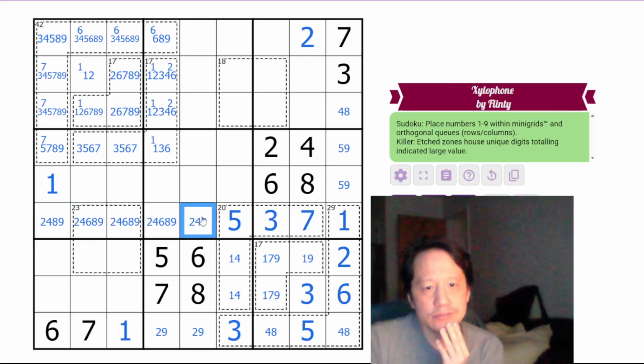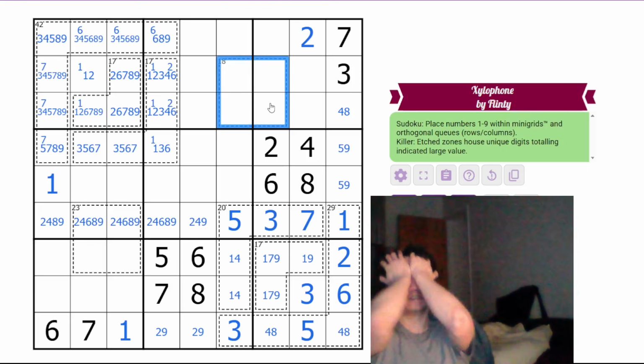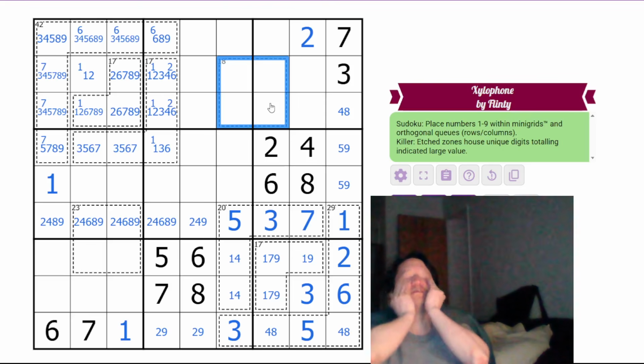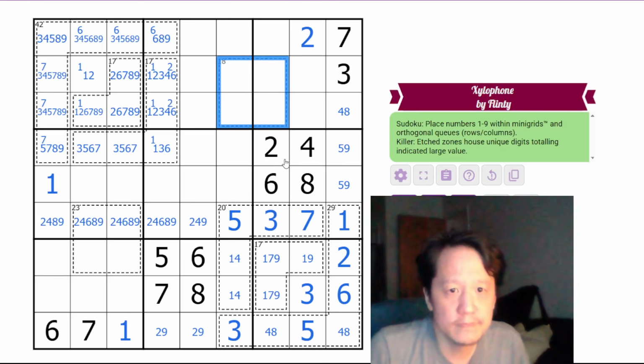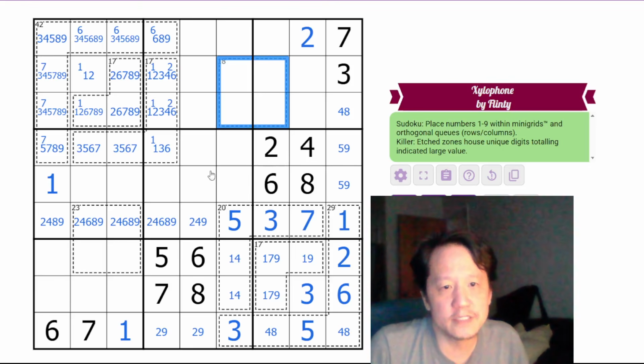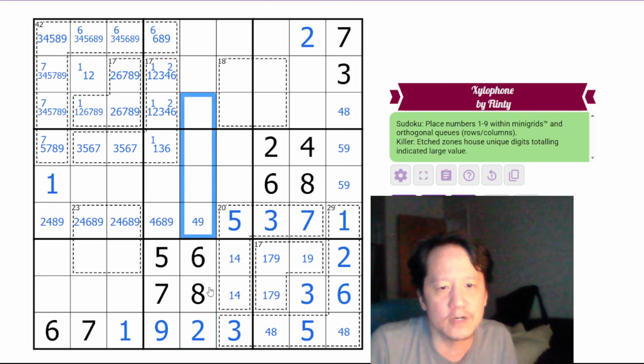Let's see. We do not have a 2 available in this 18 cage. But does that tell us anything? Not really. We could have 3, 4, 5, 6. Remaining digit. Okay, so one of these is 2, so this cannot be 2 here. This can't be 2. It's 9, which makes that 2. That eliminates 2 in the rest of the column.